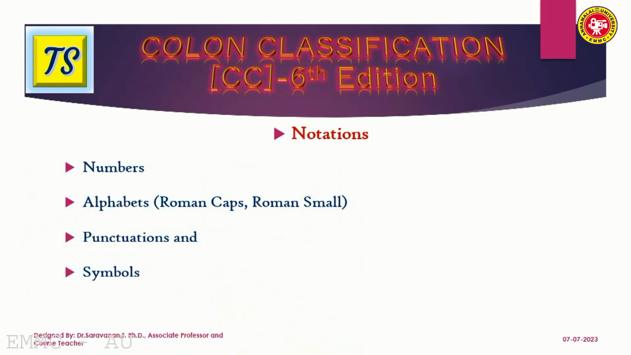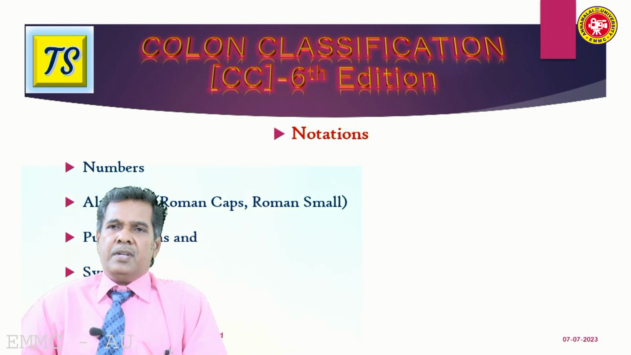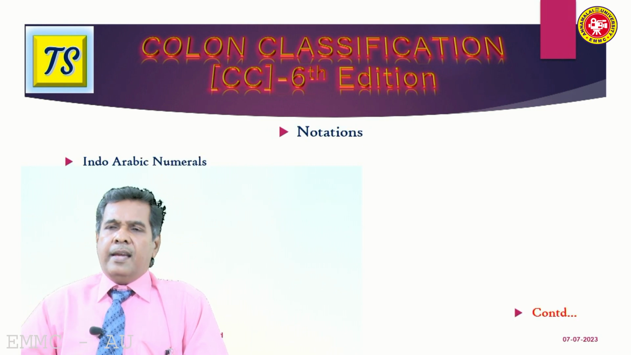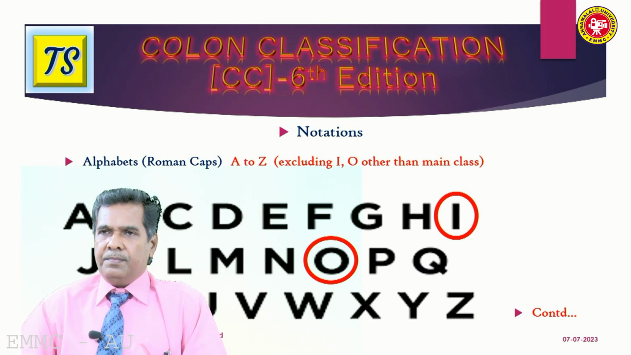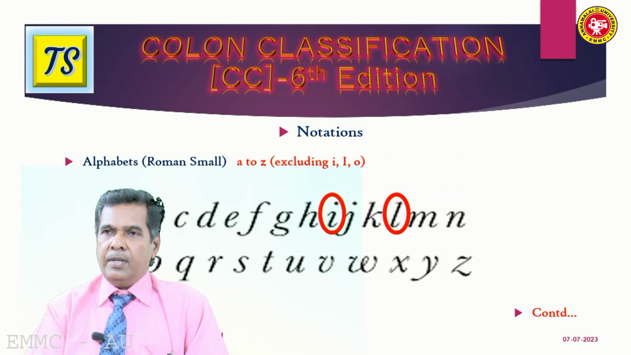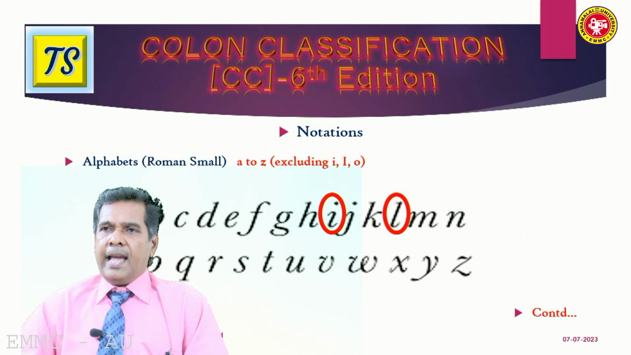You should understand the notations and their related basics, since the colon classification includes almost all kinds of notations when compared to any other classification scheme. Ranganathan has used numbers, alphabets, symbols, Indo-Arabic numerals, everything. The Indo-Arabic numerals cover 0 to 9. Of course, the 0 and the 9 act as empty digits. The capital alphabets, excluding I and O, have been used by Ranganathan in the colon classification scheme, and the small alphabets, excluding i, l and o.